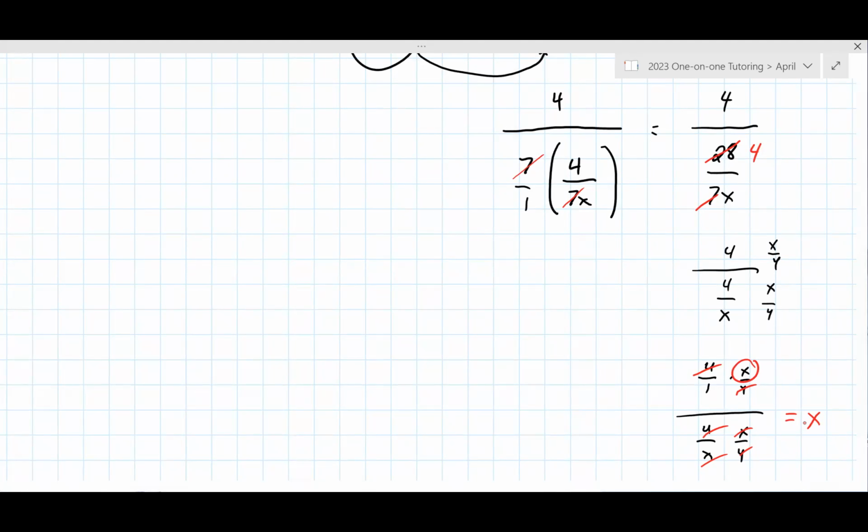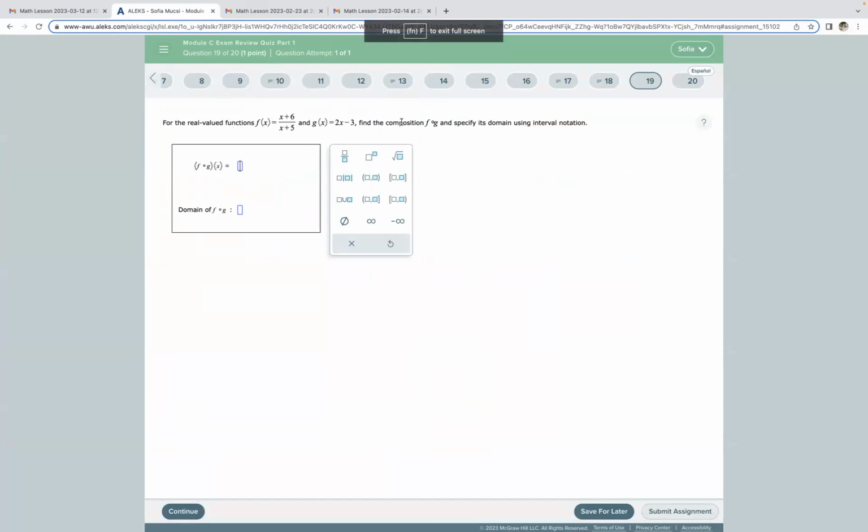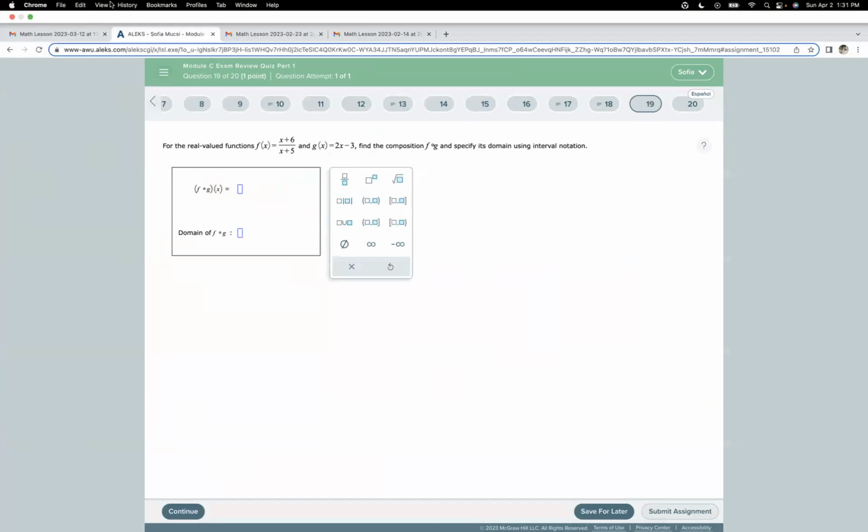Okay, let me find the next one. And then, okay, I'll share my screen again. This one I was also something like this. I kind of am rusty on this one too. Okay. All right, sorry, I forgot to share my screen. There we go.